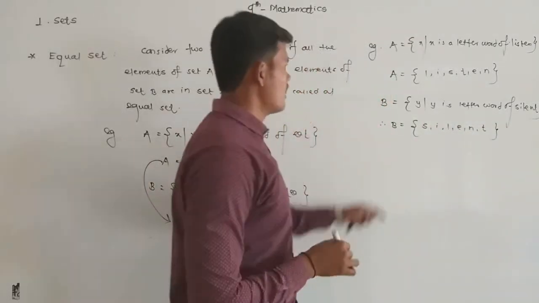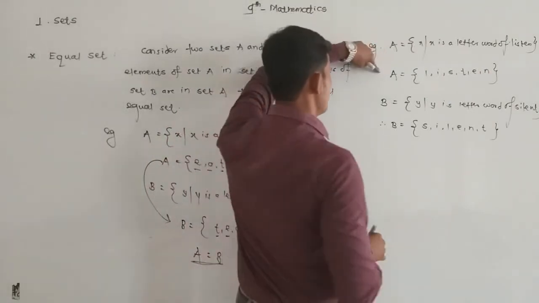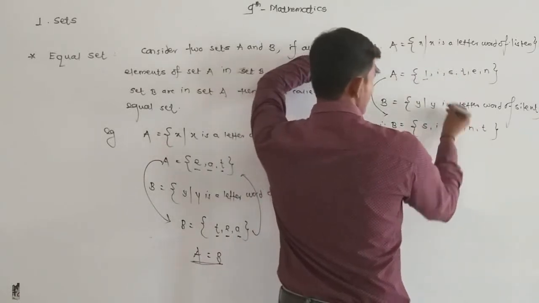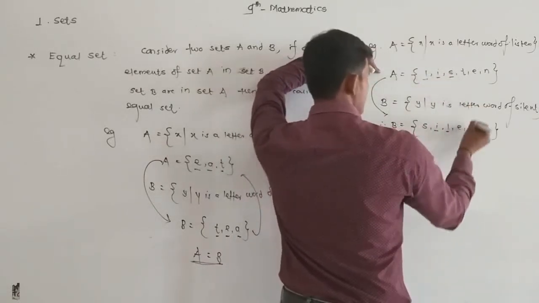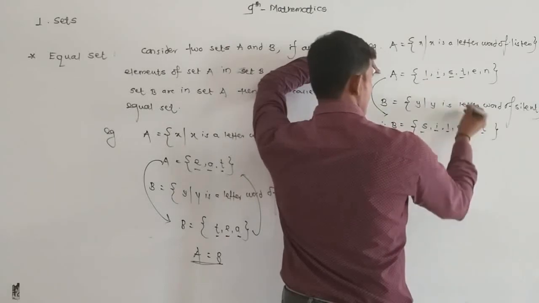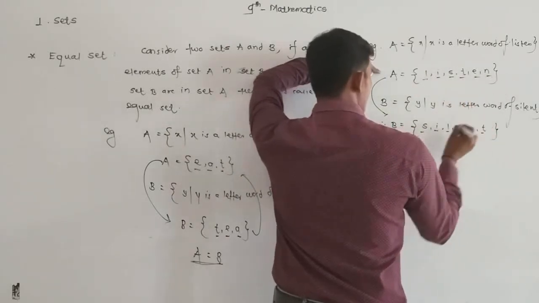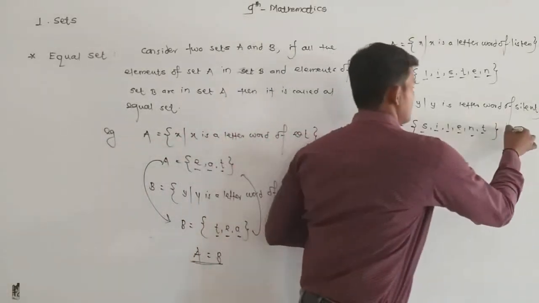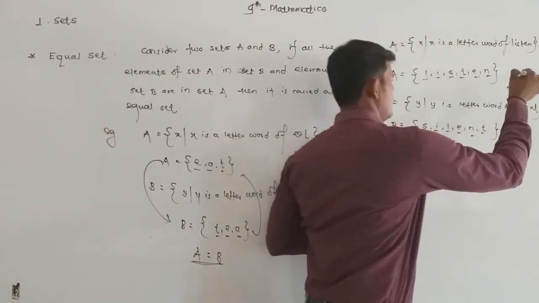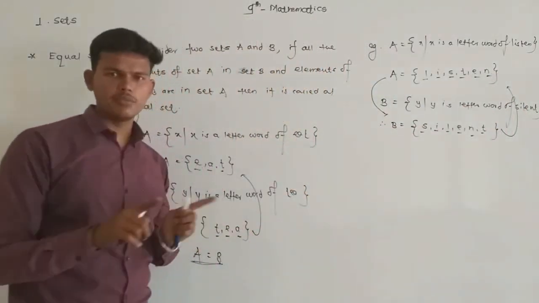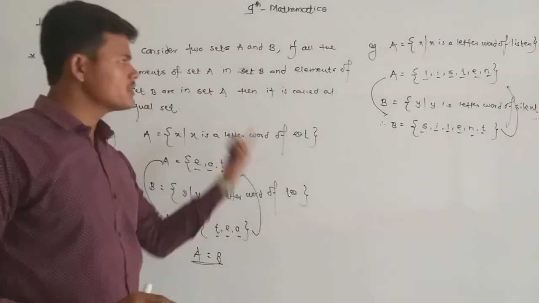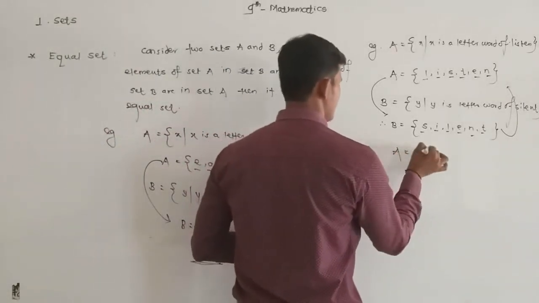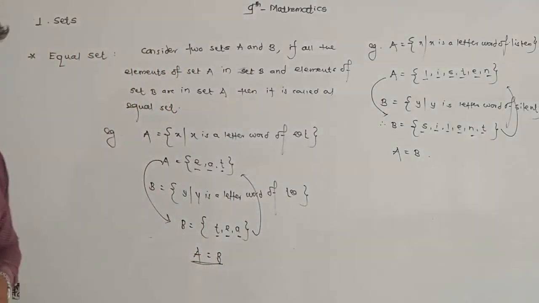So all the elements which are present in A are in set B: L, I, S, T, E and N. All the elements in set A are in set B, as well as all the elements in set B are in set A. म्हणजे A चे सगळे एलिमेंट हे B मध्ये आहेत आणि B चे सगळे एलिमेंट A मध्ये प्रेझेंट आहेत. Then set A is equal to set B. That means set A and B are equal sets.